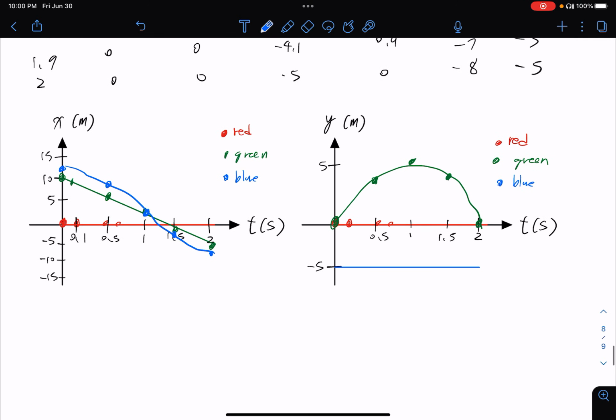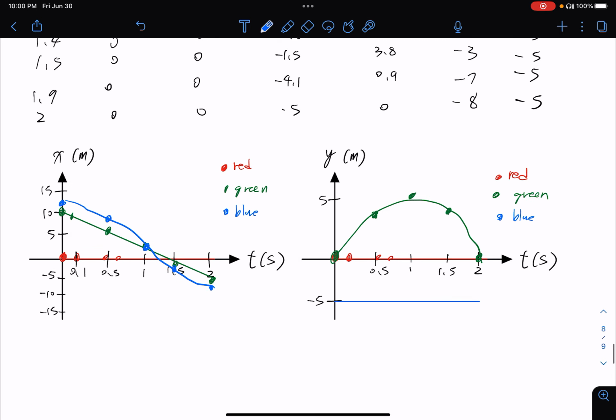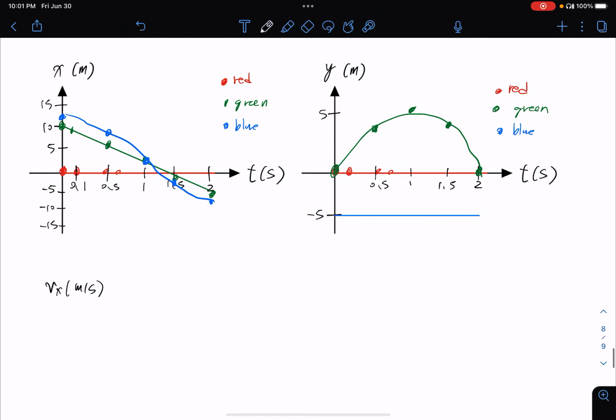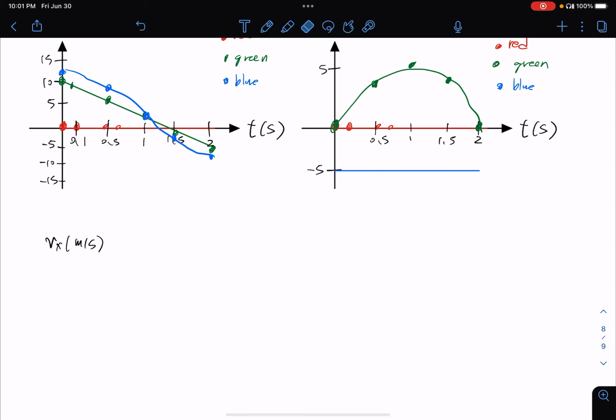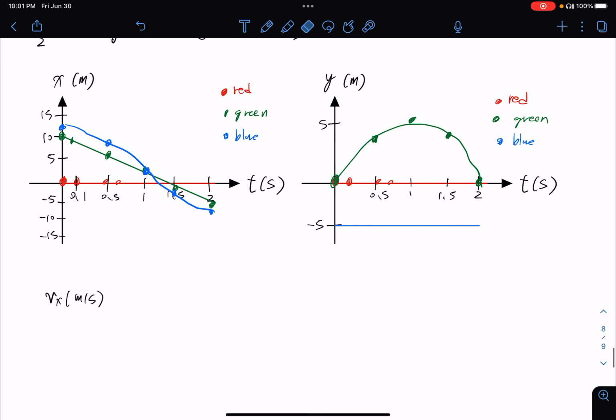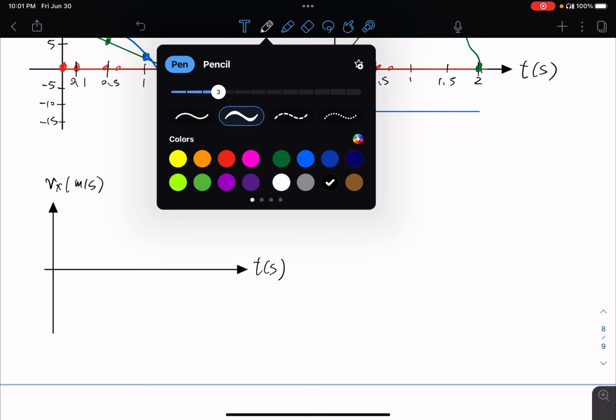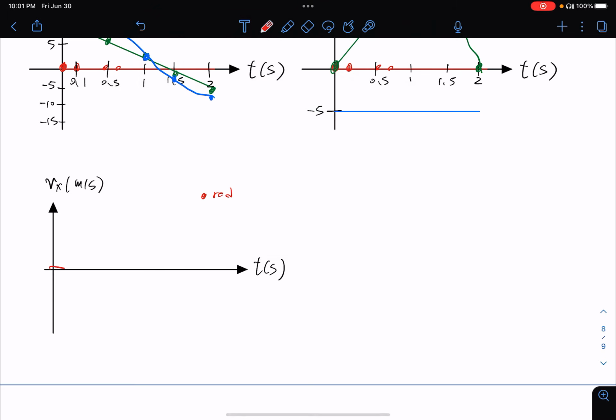Now I finished the xt graph and yt graph. The Vx meter per second graph is just the slope of the xt graph. So let me look at the xt graph for all my stuff. I can easily tell that for the red dot, the slope must be 0 because it is always 0. So for the red dot, I got a 0.